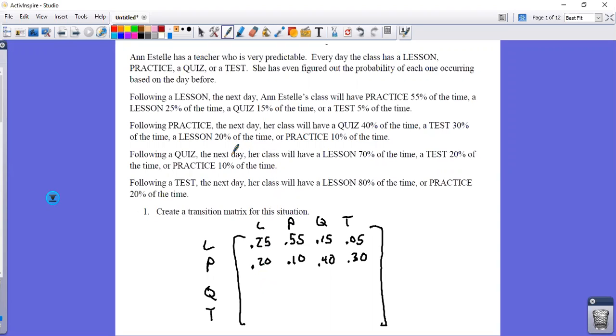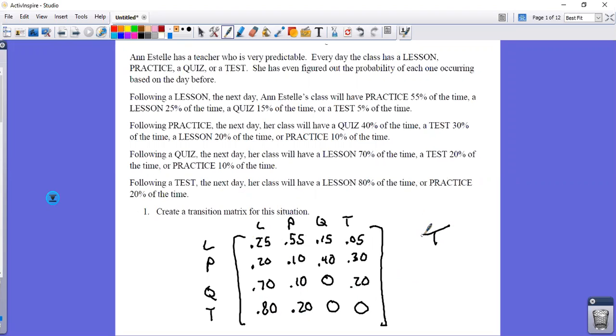Following a quiz, the next day, there's a 70% chance she has a lesson, 20% chance she has a test, and there's a 10% chance of practice, that's 100%. So there's no chance she's going to have a quiz following a quiz. And then following the test, the next day, 80% chance she has a lesson, and 20% chance that she has practice. That's the 100%. So there's no quiz following a test. There's no test following a test. So that's your transition matrix.